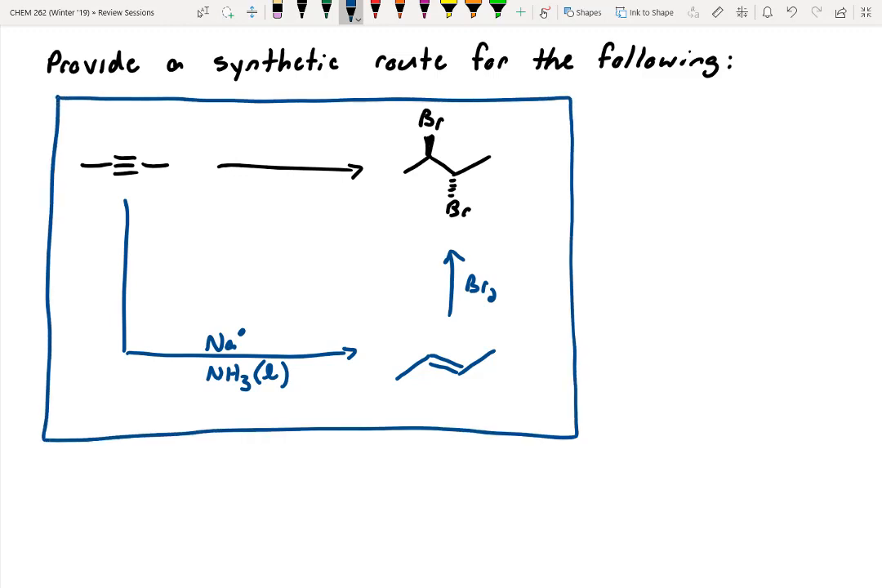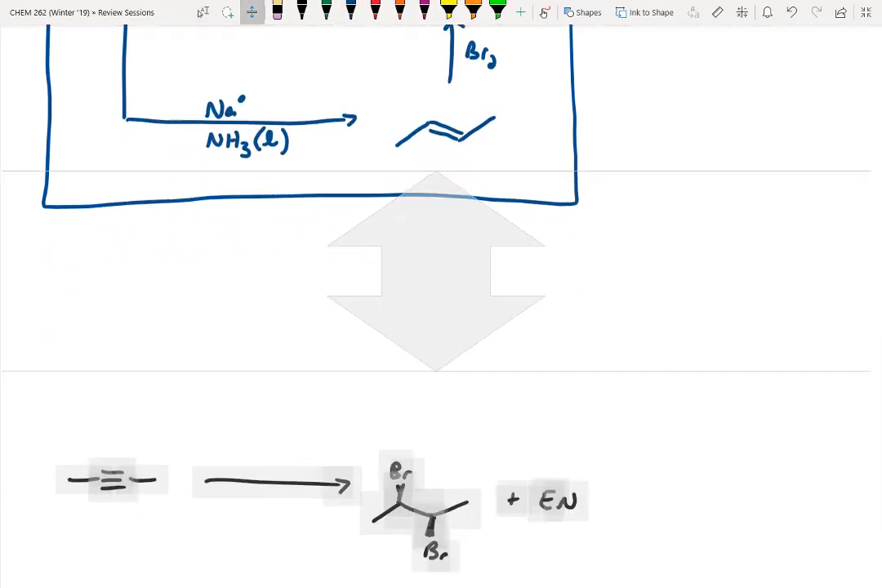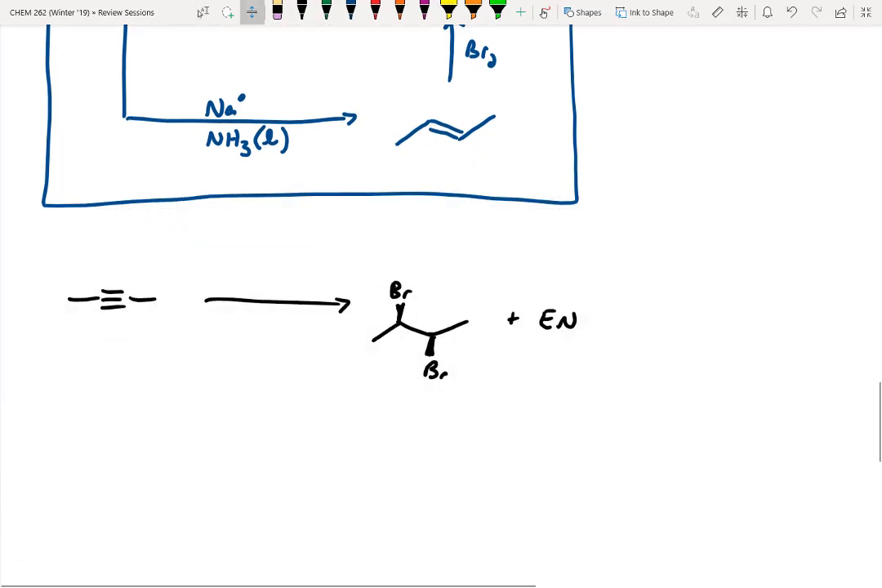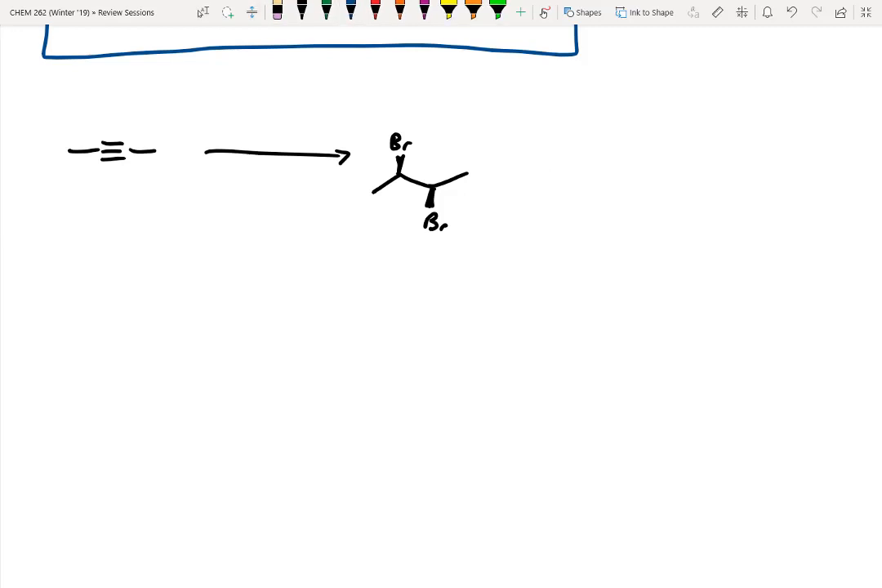All right, now let's try the next one. And the next one, I will give you a hint with. You have to think about sigma bond rotations for the next one. So what I mean by that is, let's consider this product. You can rotate the sigma bond around, right? I'm just going to write plus enantiomer down here. And if you rotate that sigma bond, the bromine on the left is still going to be a wedge, but now the one on the right's going to be a dash, right?